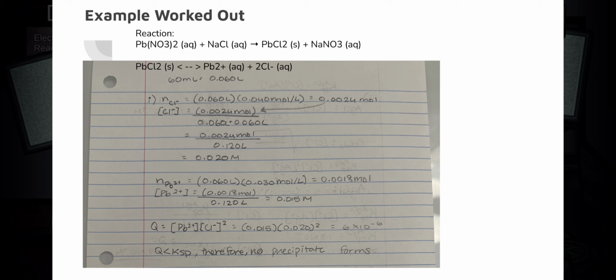From there, we can multiply both concentrations to find Q, which would be 0.015 times 0.020 squared, to get 6 times 10 to the negative 6. And we know that the Ksp value is 1.6 times 10 to the negative 5, which is greater than Q, therefore no precipitate will be formed.